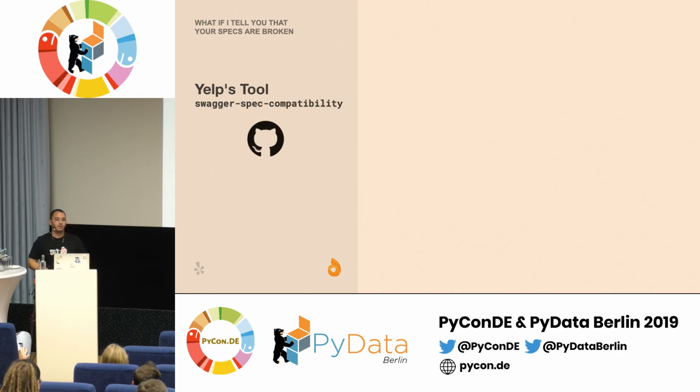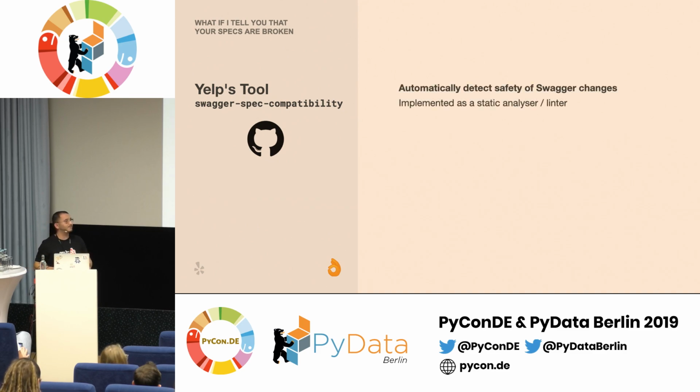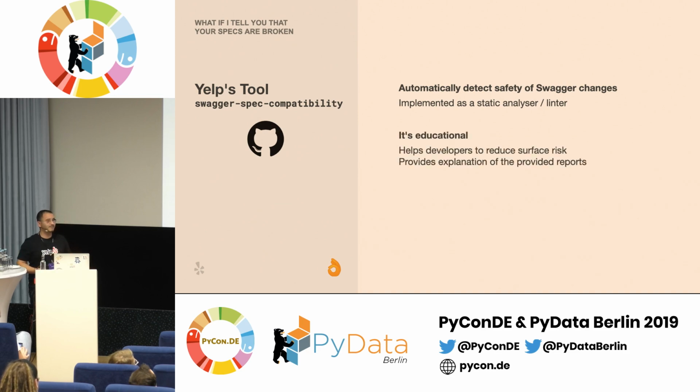At Yelp, we did actually develop a tool that is named Swagger Spec Compatibility. This is freely available on GitHub. Basically, this is a tool that helps you to determine if spec changes are safe. It has been built as a static analyzer, so no runtime penalties on production, and has been built with educational purposes in mind.